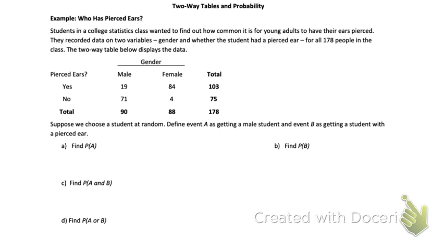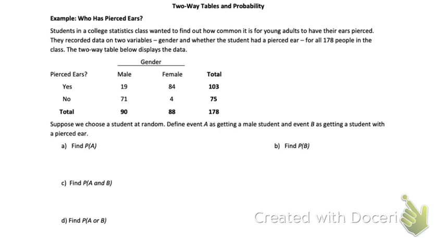So, students in a college statistics class wanted to find out how common it is for young adults to have their ears pierced. They recorded data on 2 variables, gender and whether a student had their ear pierced, for 178 people in the class. Here's the 2-way table. I want to ask you guys a few questions, see if you can get the answers.